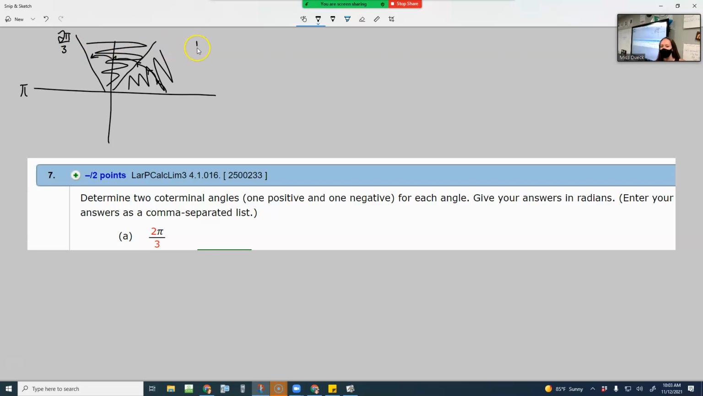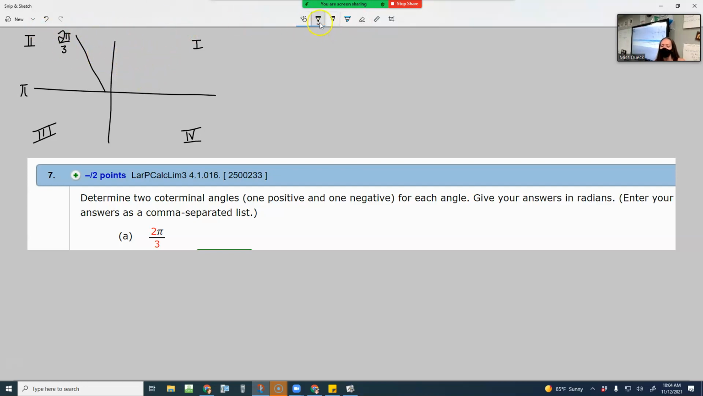But 2/3 would land us right here in the second quadrant, just reminding you guys that quadrant 1 is the first one that we go through. Quadrant 2, as we rotate, is the second one. Quadrant 3 is the third one that we rotate through, and then quadrant 4 is the fourth one. But anyway, long story short, we're right here at 2 pi over 3.